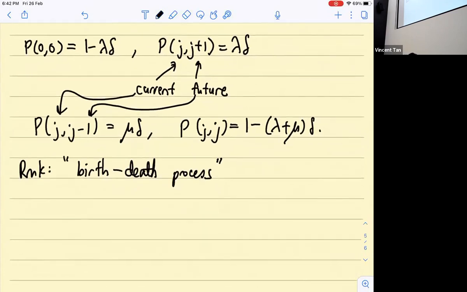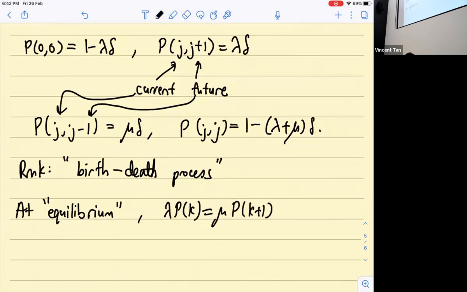So when we study Markov chains, we will prove the following. At equilibrium, in some sense, and you don't have to know this at this point in time, lambda pk equals mu pk plus 1. Here k is in N. At equilibrium, whatever equilibrium means. When we talk about Markov chains, we will also mention the word steady state probabilities. So the steady state probabilities pk are the long-term averages.